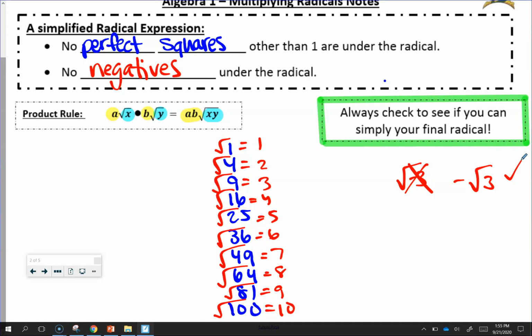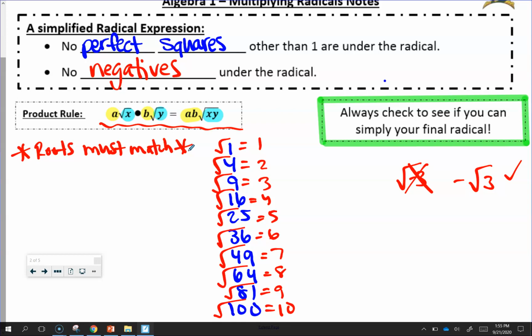All right, so with this one, we have a product rule. Product rule tells me I can multiply anything on the outside together, so A times B, and they stay on the outside, and then I can multiply anything on the inside radical together, and it just stays inside. The only thing we have to make sure is that our root or our index must match. Okay, and I'll make sure that they always do for you when you're multiplying. So your roots must match. So they must both be a square root or both be a cube root, something like that.